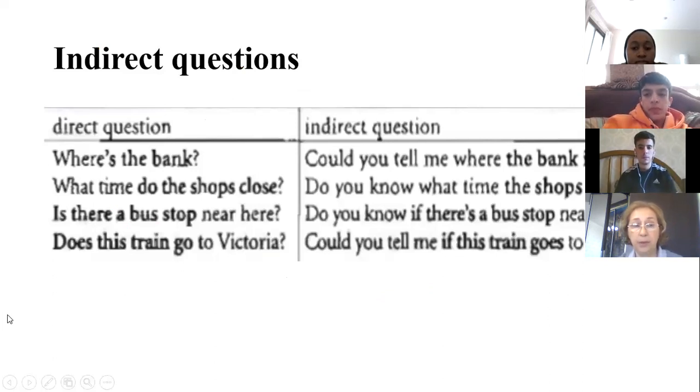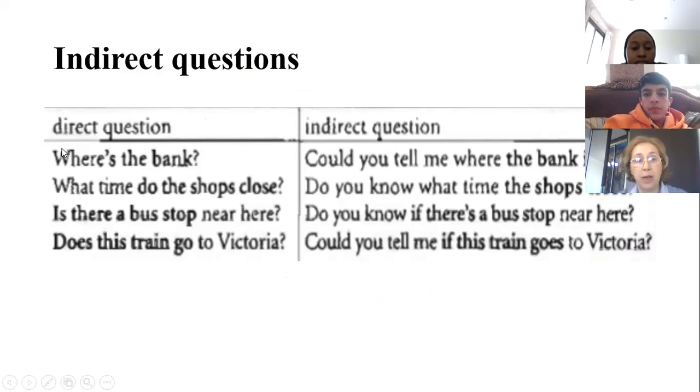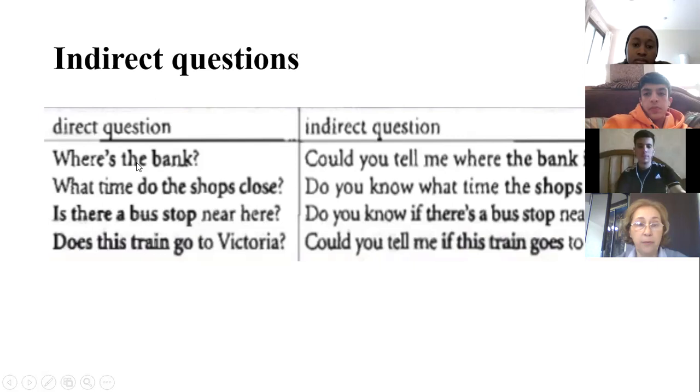And yes, let us focus on this slide. Here you can see the chart. There are examples of direct questions and the corresponding indirect questions. We should have a look and analyze what happens when we express the same idea using the indirect question.